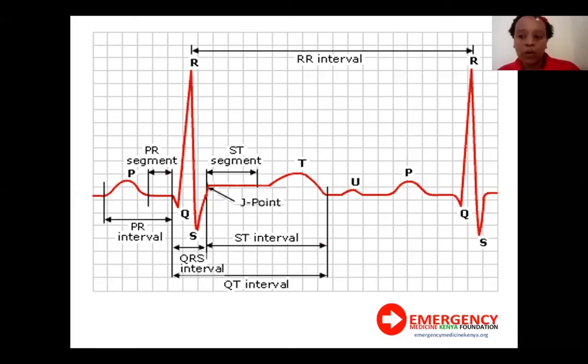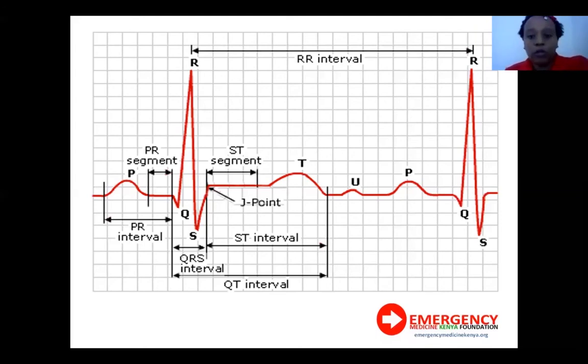Then if you want to count, maybe if you have a machine that does not count for you, because some of the machines usually tell you that your heart rate is 60 or 70 or 80. If you do not have that, and your rhythm is regular, then you can count the big boxes between one R and the next, and divide 300 by that number, and you will know approximately your heart rate on the strip.